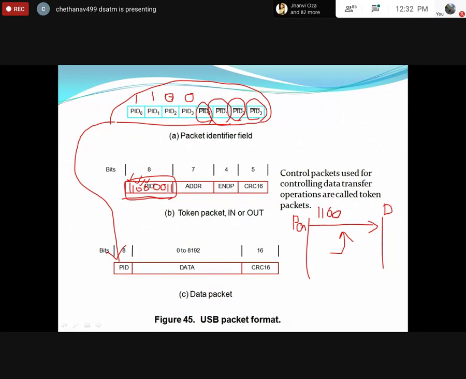Suppose 1100 is the data, and instead of 0011, it may be changed to 1011. It will verify now. This becomes 1, so this is wrong. This becomes 0, yes, this is correct. This becomes 1, this is also correct. This is 0, this is 1, this is correct. But somewhere here there is a mistake. That means somebody has altered the data. Even your PID has been altered.